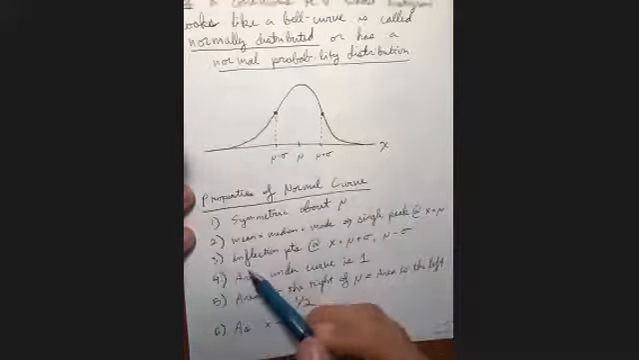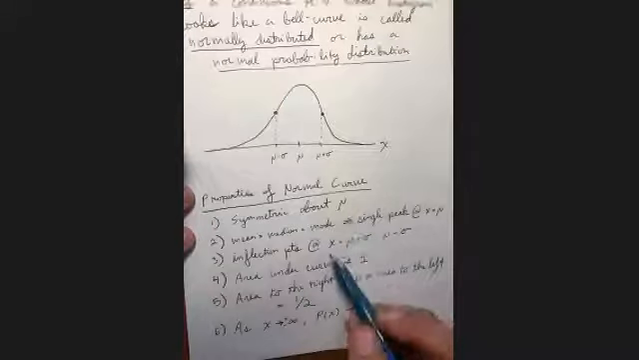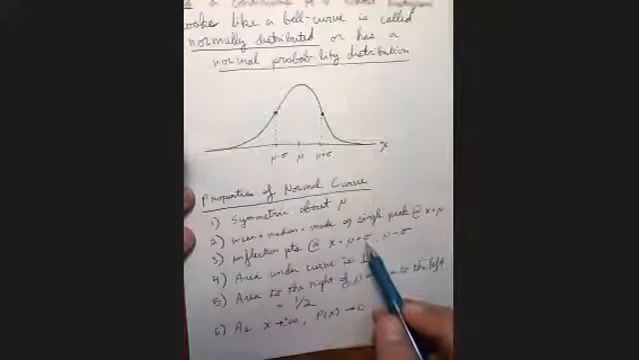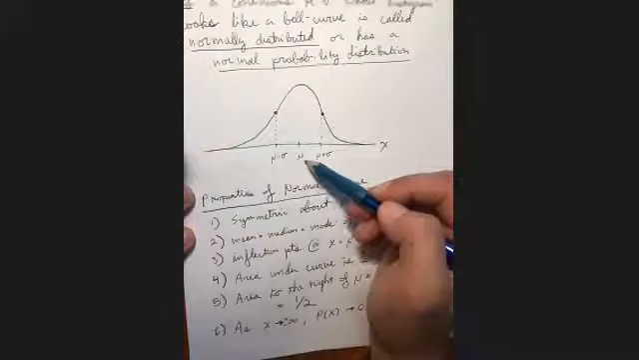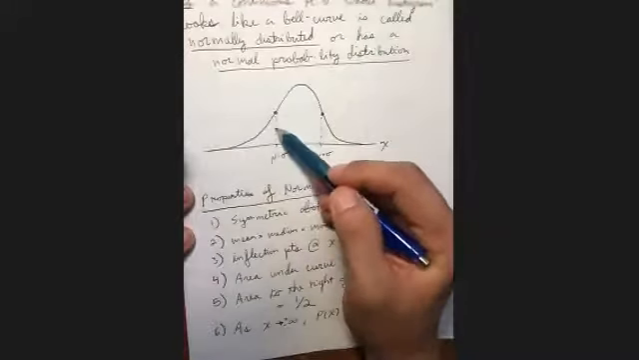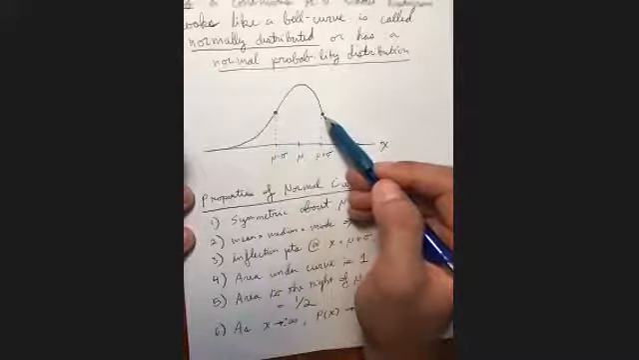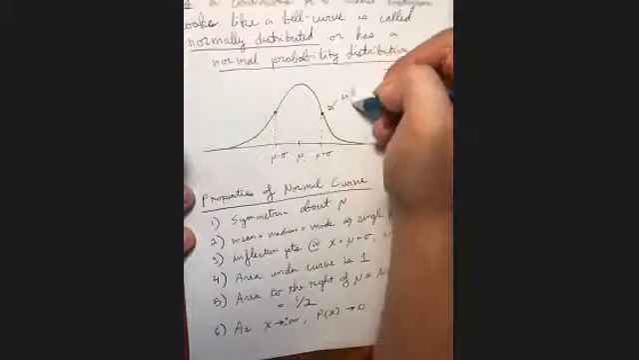The next property is that we have something called inflection points at x equals mu plus the standard deviation sigma and x equals mu minus the standard deviation sigma. So here's mu, here's mu plus sigma, here's mu minus sigma. If we look at the graph at those particular points, we say that these are inflection points.